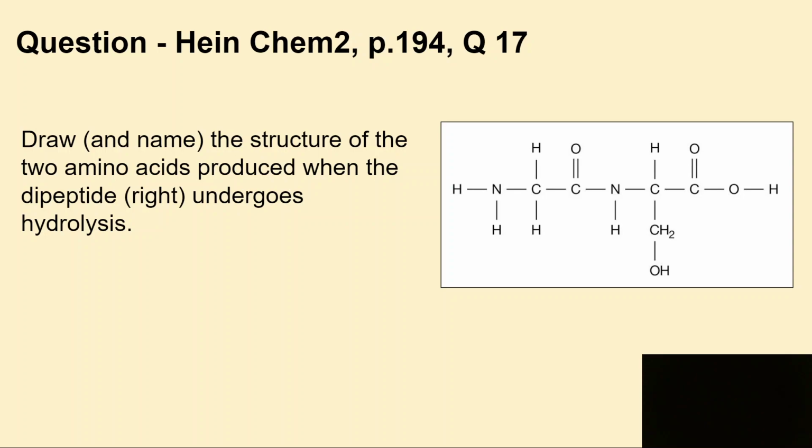Okay. Draw and name the structure of the two amino acids produced when the dipeptide undergoes hydrolysis. So remember, condensation is the joining, hydrolysis is the breaking. How would you go about doing that? Get out your data books. Recognize the R groups within this dipeptide.